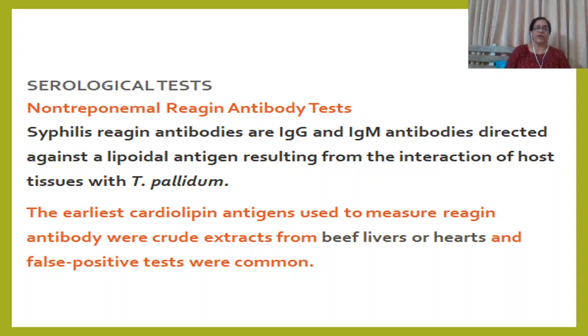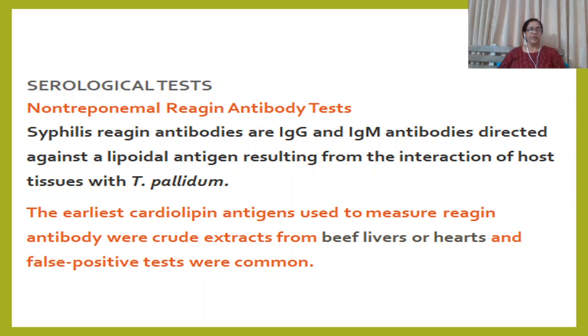Non-treponemal reagin antibody test. Here the syphilis reagin antibodies are IgG and IgM antibodies. They are directed against lipoidal antigen resulting from the interaction of host tissues with Treponema pallidum. This is the earliest cardiolipin antigen used to measure reaginic antibodies. They were crude extracts from beef liver or beef heart, and they may show false positive tests.